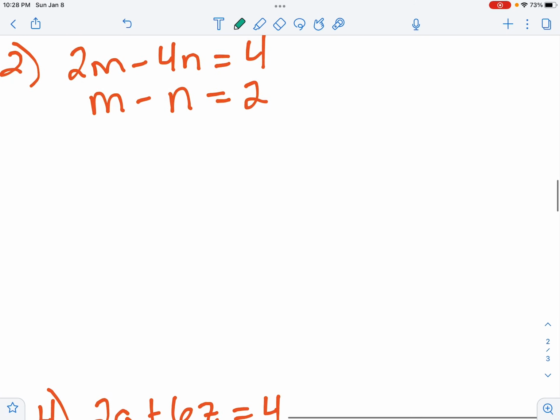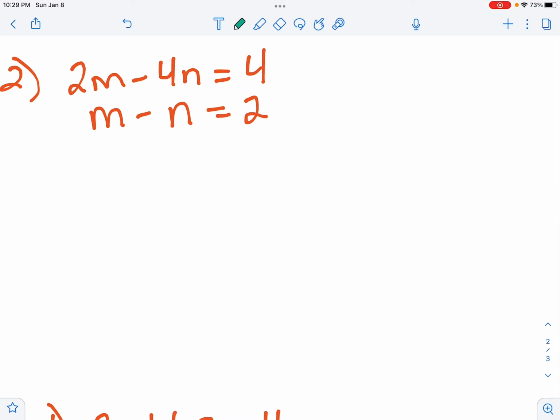Let's try this one. So we need to get m and n to have the same number, opposite sign. Well, right now, neither one have the same number and neither one have the opposite sign. So at that point, you can just choose which one you want to deal with. I'm going to deal with the m just because it's smaller numbers. So I have a +2 and a +1. Remember, if there's no number, it's a 1.